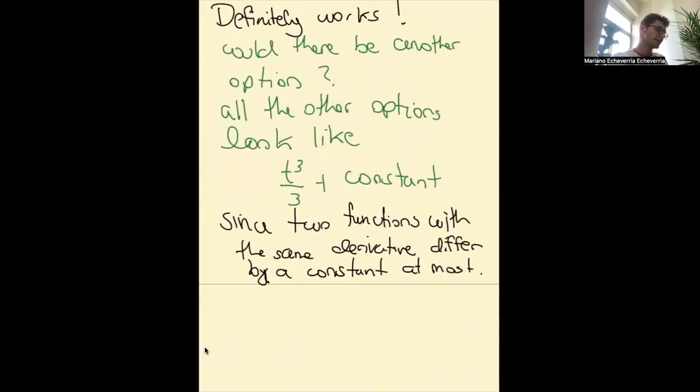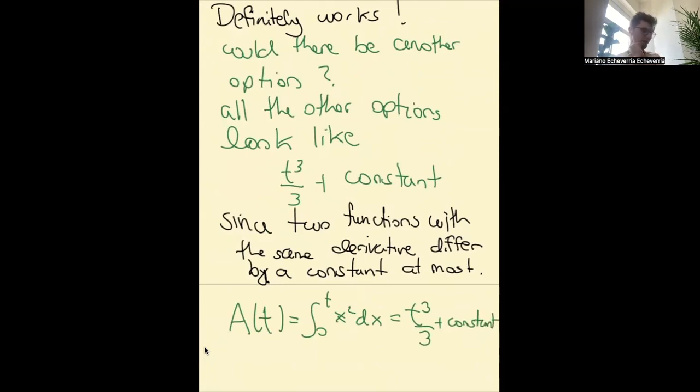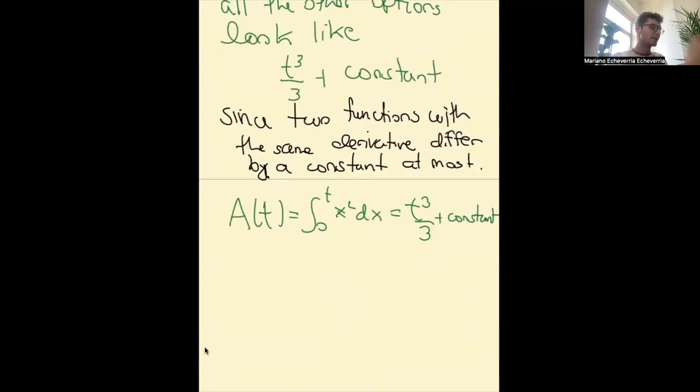So A of t, which was the integral from 0 to t of x squared dx, is going to be t cubed over 3 plus a constant. Okay, let me stop here to see if there are any questions up to this point.